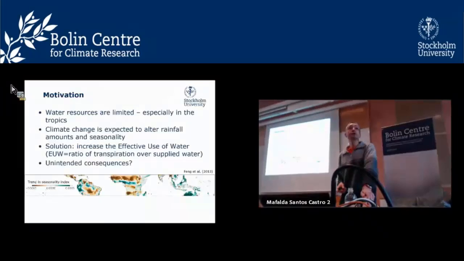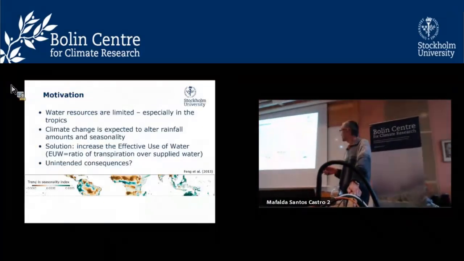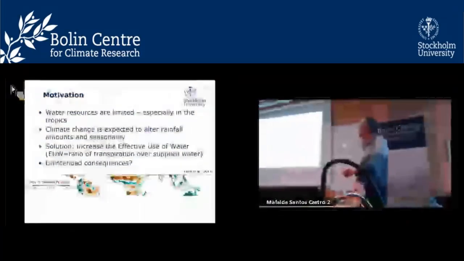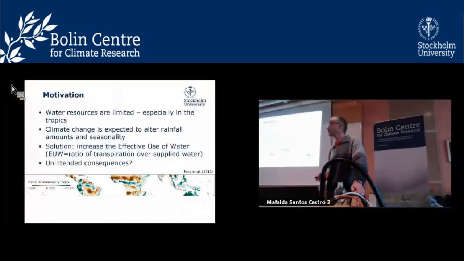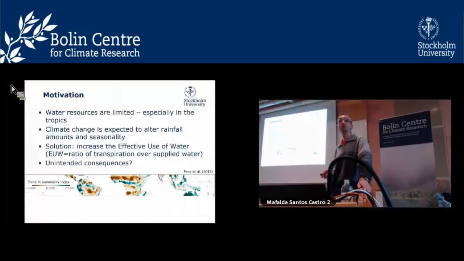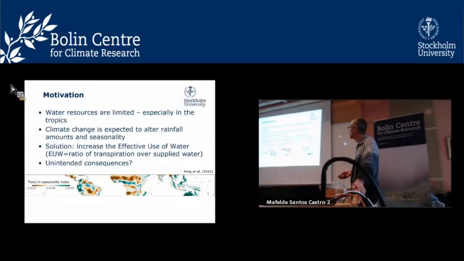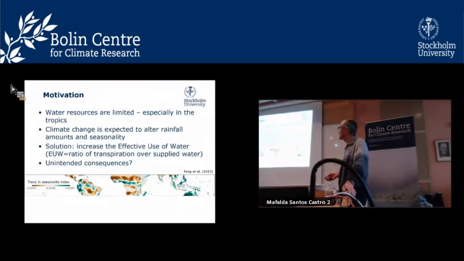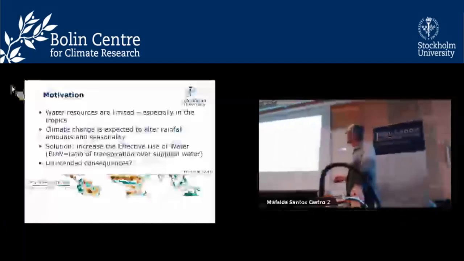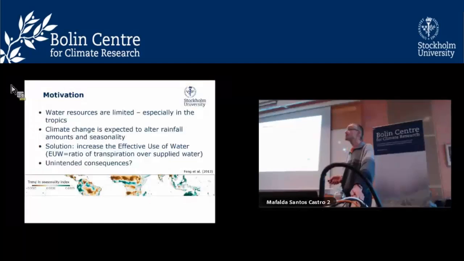We know that water resources are limited, so that's not big news, especially in the tropics, where already now we are seeing changes in seasonality. As you can see from this map here by Xu Efeng in 2013, in some places, the brown areas here, the wet season rainfall is decreasing. In other places, the dry season length is increasing. So in most places, conditions are getting a bit drier.